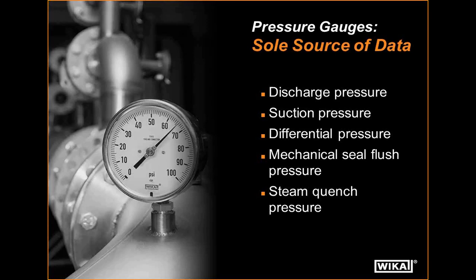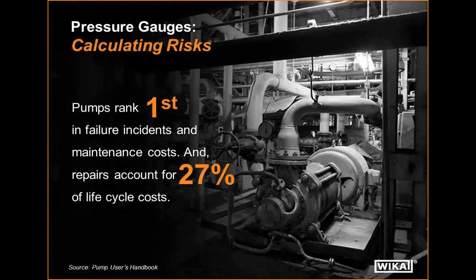Slice that another way, and what you've got is that pumps rank first in failure incidents and maintenance costs in plants, and the repairs account for 27% of the life cycle costs of repairs in plants. If you could be doing something as simple as replacing a small little gauge that's going to help you address those failures, you're doing tremendous amounts of work for the reliability of your plant.